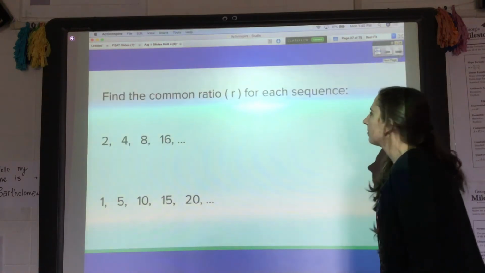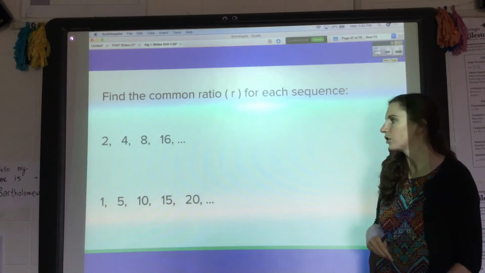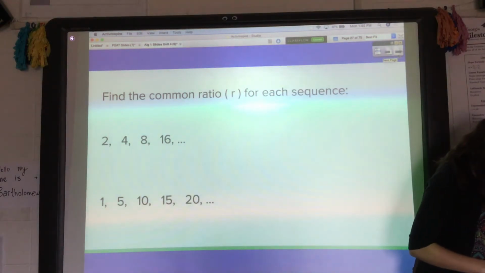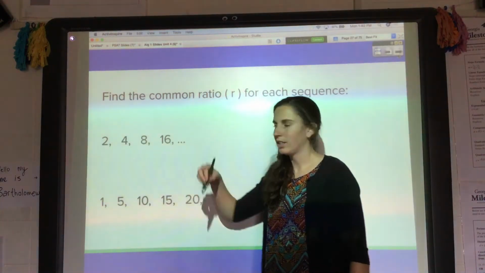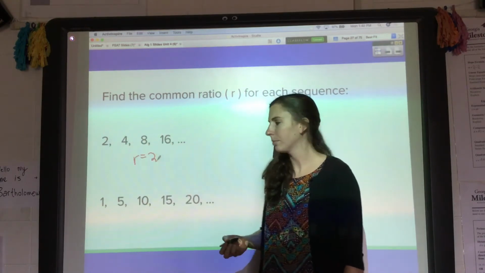All right, so go ahead and try these. Find the common ratio for each of these sequences. So hopefully you've had a chance to try it. This one we already talked about. The R value here is 2 because it's multiplying by 2 each time.